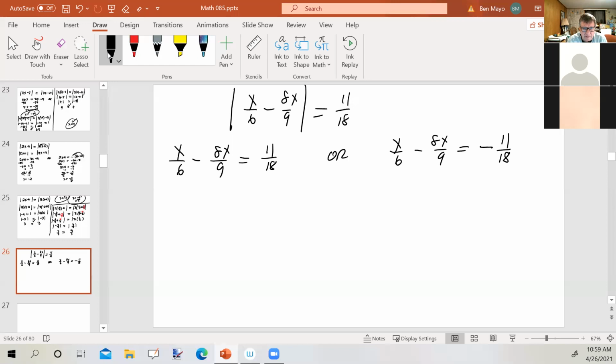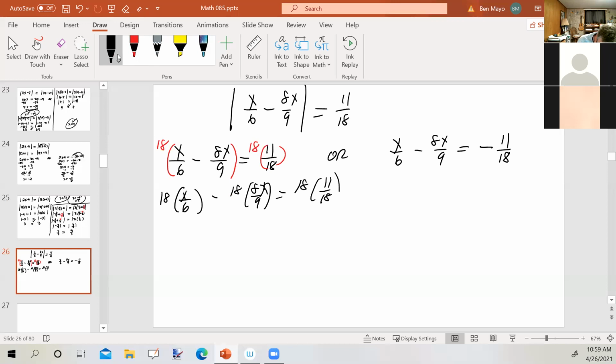Okay, now both these equations have fractions, and I can clear the fractions by multiplying both sides of the equation by the least common denominator. And the least common denominator of 6, 9, and 18 is 18. So I'm going to multiply this by 18 and that by 18. On the left side, I get 18 times x over 6 minus 18 times 8x over 9 equals 18 times 11/18.